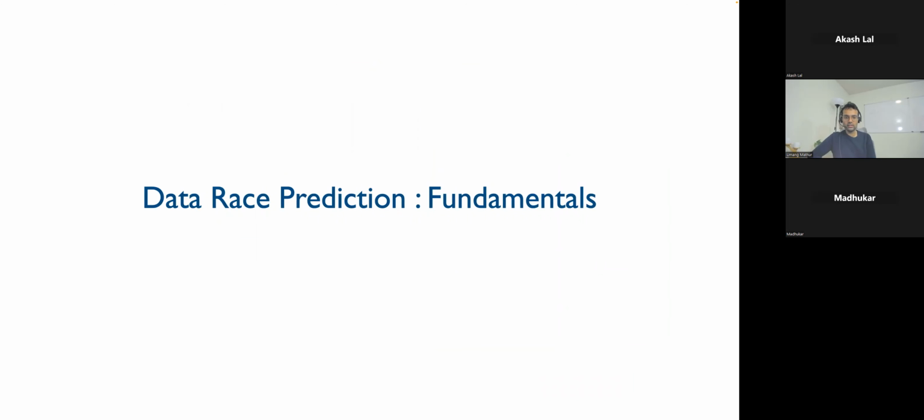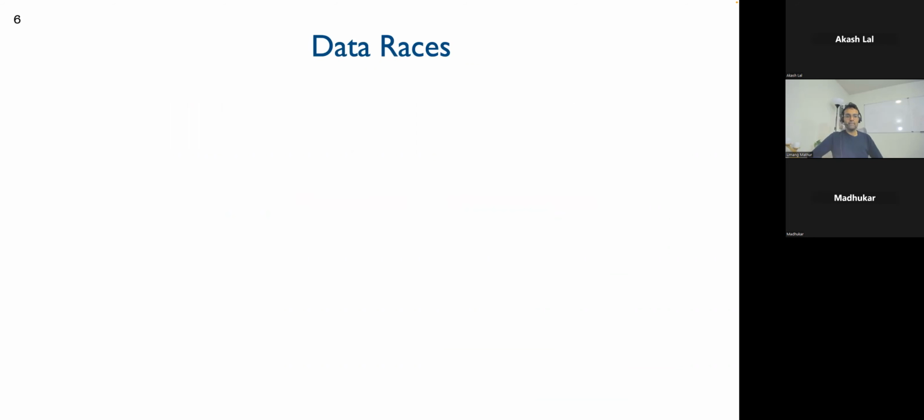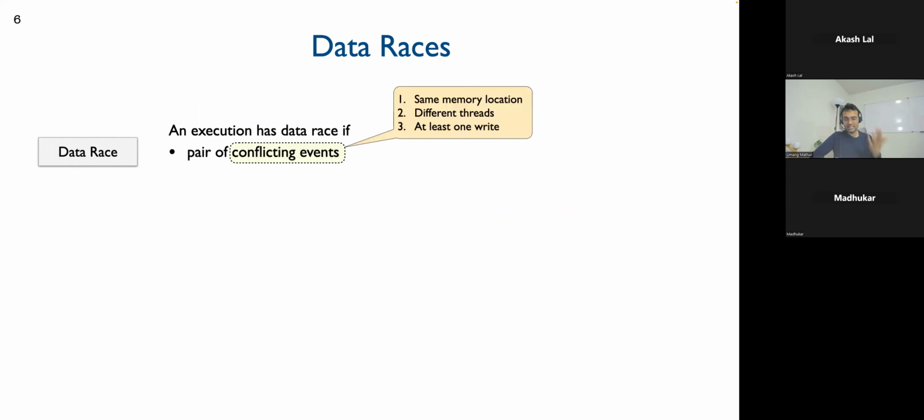Okay, so now let's look at a little bit more fundamental definitions. Let's first define data races. The way I want to define data races is as follows. I'm going to look at executions, and I'm going to say that an execution has a data race. Remember, an execution is a sequence of events. Such an execution has a data race if there is a pair of conflicting events which are concurrent.